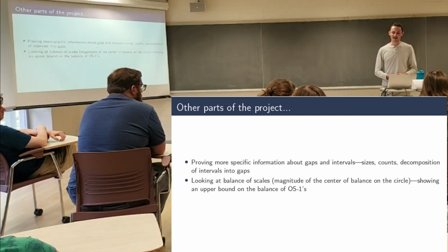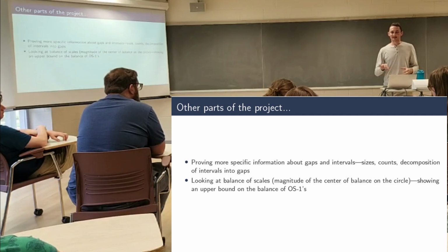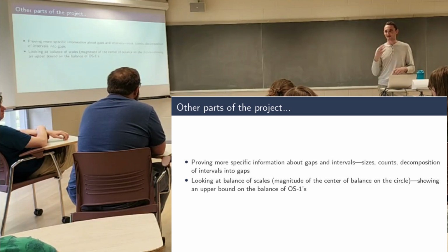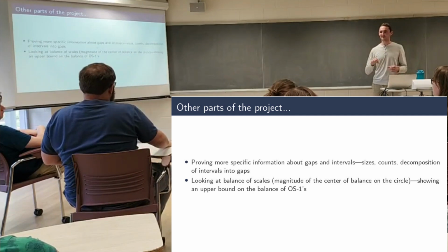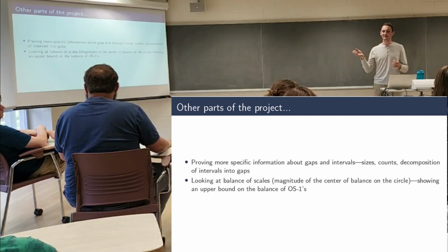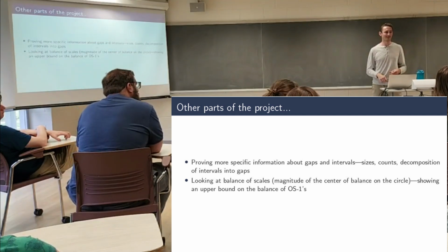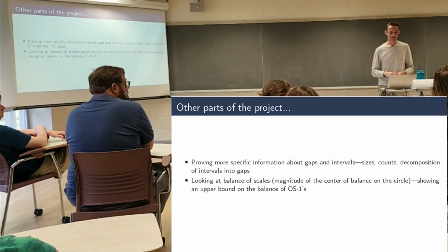And then other than this, I proved more specific information about the gaps and intervals of scales: what the exact sizes of gaps and intervals are, what the counts of them are, like how many small gaps and how many large gaps there are for a given optimal scale. How do you decompose, say, a span 4 interval into gaps, because it's made up of 3 gaps? Yeah, I think 3. How do you decompose it? How many large and small gaps is it made of?